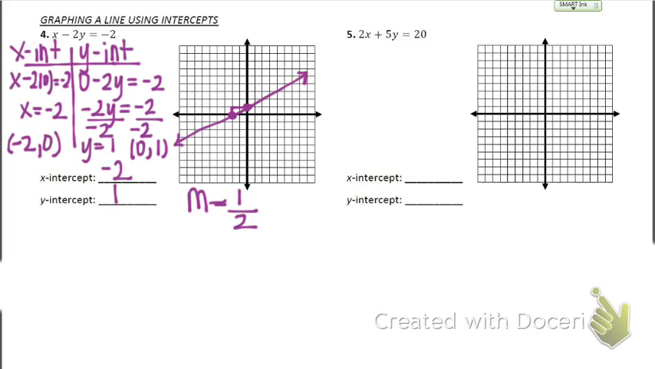1/2. Good. I'm not asking you to find that. I'm just pointing it out. So here's what I want from you guys. 5, do it. 6 and 7 are on the next page. Do those for me as well.